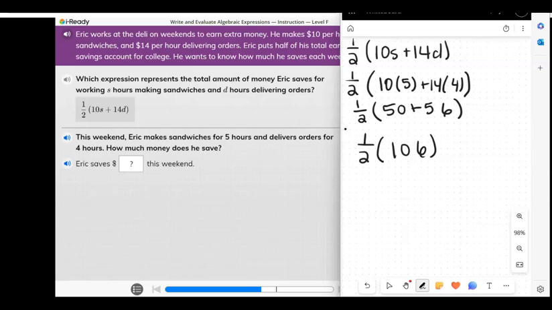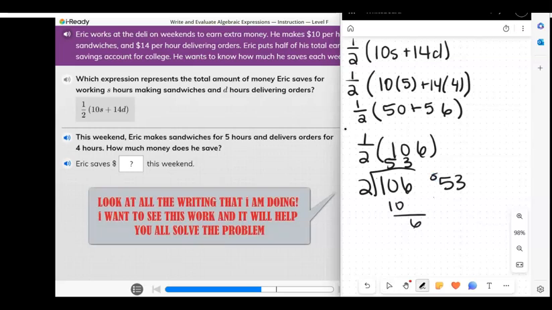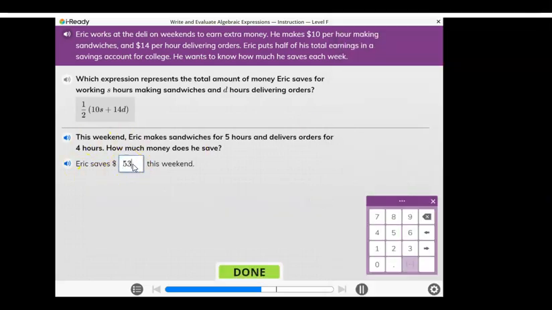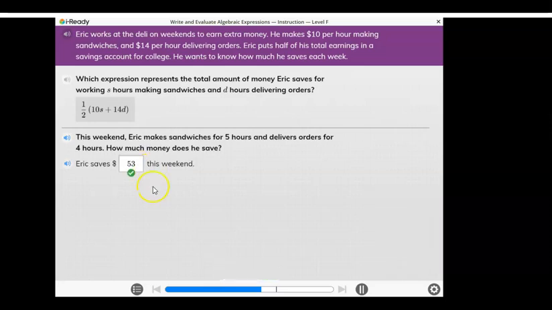And now we're going to take a half, which is the same thing as divided by 2. So 106 divided by 2. 2 goes into 10 5 times. 3. So that means $53 is going to go into the savings. So that's what we're going to type here. Got it correct.